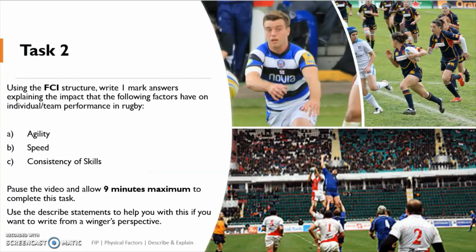The second task I would like you to try in this lesson is using the FCI structure, write 1-mark answers explaining the impact that the following features have on individual or team performance in rugby. Factors are agility, speed, and consistency of skills.